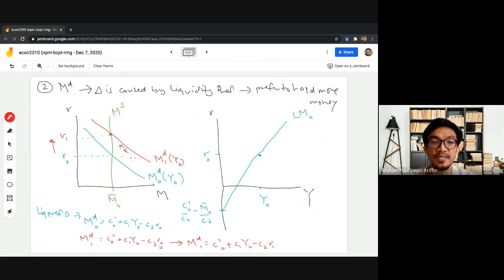Now, as this takes place, take note that our intercept, C prime 0, moving to C double prime 0, has gone up. So this term has gone up. When the C0 term has become bigger, the intercept will shift to the left, because based on this analysis, C0 prime is smaller than C0 double prime. C0 double prime represents the change in the liquidity preference. So this would be C double prime 0 over C2 minus M bar 0 divided by C2. So our LM curve would now shift to the left, at LM1.